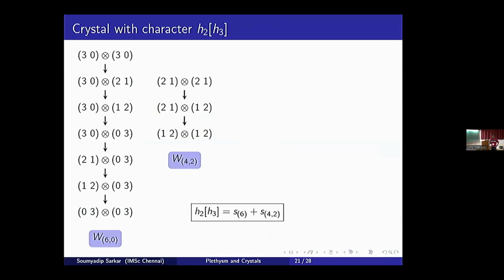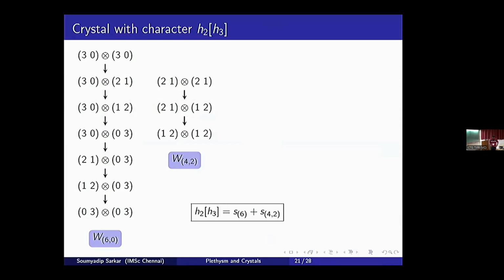So we are left with this. This is in fact the crystal graph for H_2 plethysm H_3. You can check, because after this operation the highest weight vectors here are (3,0) tensor (3,0) and (2,1) tensor (2,1). What is the weight of (3,0) tensor (3,0)? You add them, you get (6,0). That stands for S_6. What is the weight of (2,1) tensor (2,1)? That is (2,1) plus (2,1), which is just (4,2). And that is in fact the Schur decomposition of H_2 plethysm H_3.